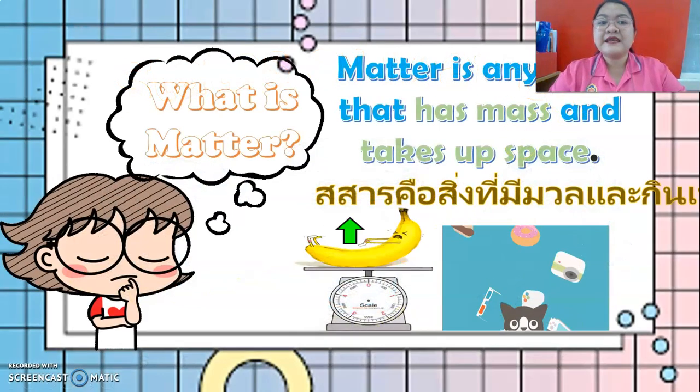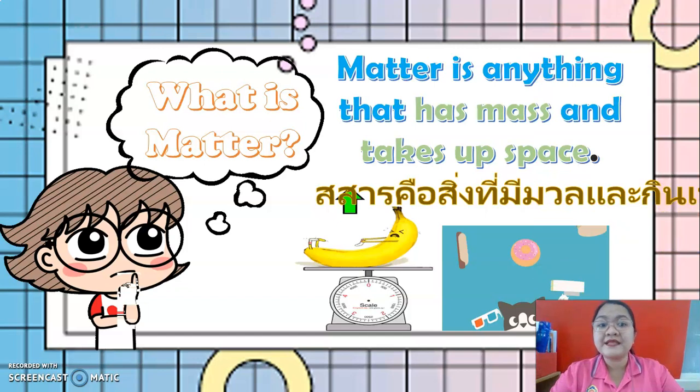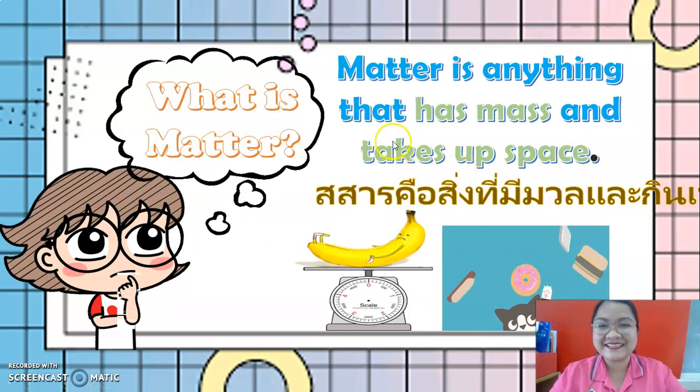Again, what is matter? Matter is anything that has mass and takes up space. So anything that you can see around you that has mass and takes up space is called matter.